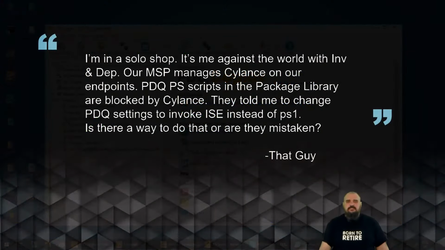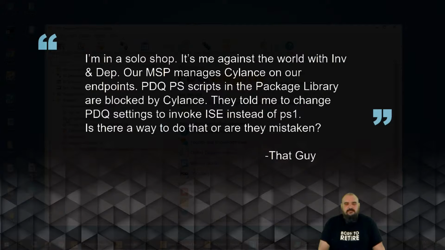And our final question of the day. I'm in a solo shop. It's me against the world with inventory and deploy. Our MSP manages Cylance on our endpoints. PDQ PowerShell scripts in the package library are blocked by Cylance. They told me to change PDQ settings to invoke ISE instead of PS1. Is there a way to do that, or are they mistaken?